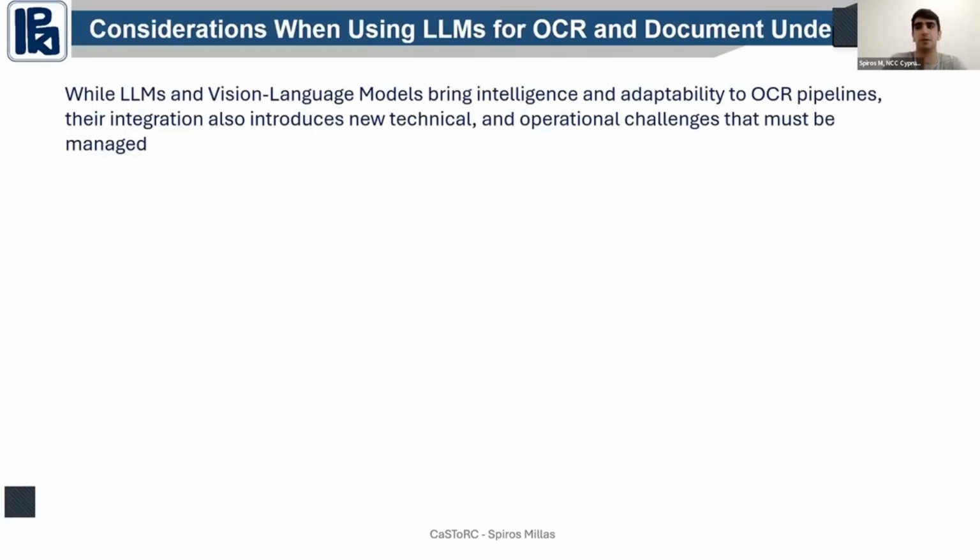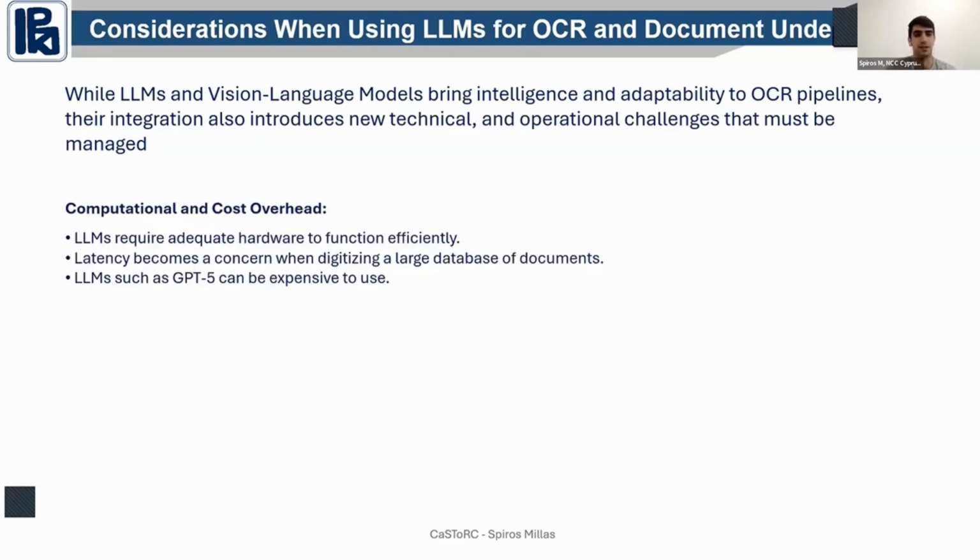It's very important though to talk about what it takes to actually use these models in production. I mean, of course, there's a computational and cost overhead. LLMs require significant hardware resources, especially when dealing with a large database of documents. And even inference can introduce latency. So for large-scale digitalization projects, you need either access to very powerful on-premise infrastructure, or you can rely on commercial or cloud APIs, which of course are quite expensive if you use them over time.